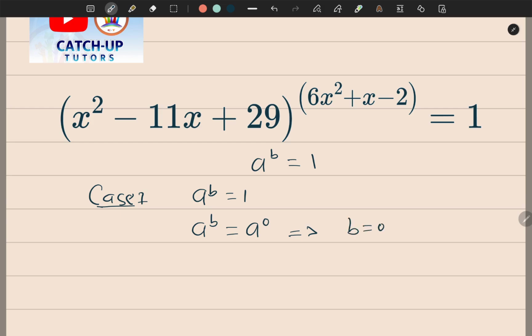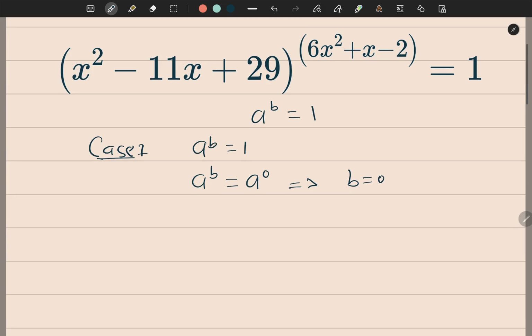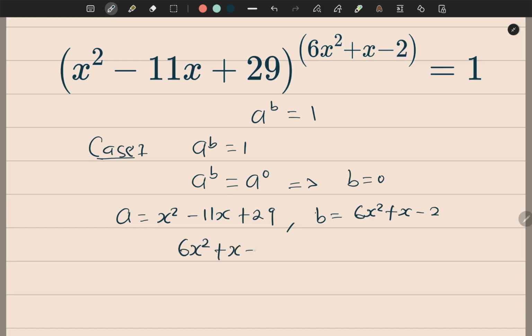This is case 1. When you apply this case 1, it means that in the place of a, we have a to be x squared minus 11x plus 29. Then we assume b to be 6x squared plus x minus 2. So since a raised to the power of b equals a raised to the power of 0 will give us 1, it implies that b equals 0. So that is 6x squared plus x minus 2 equals 0.